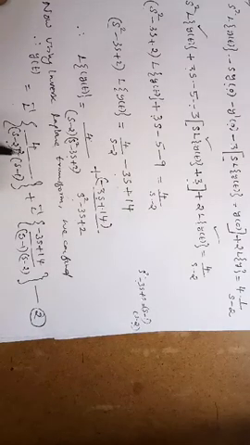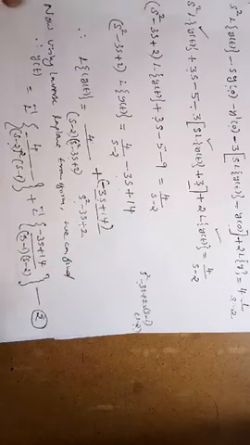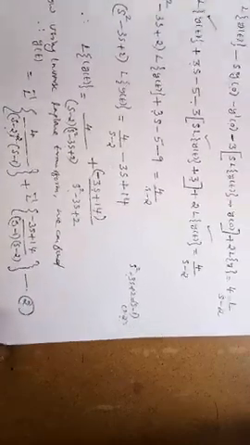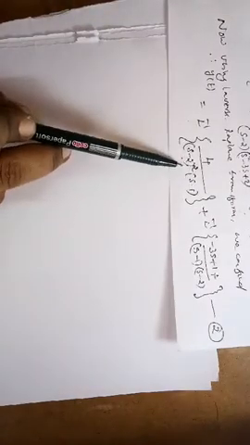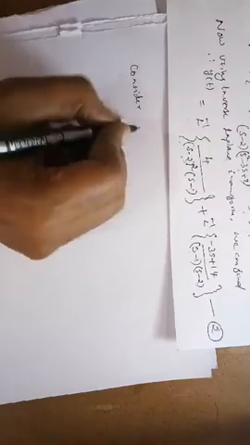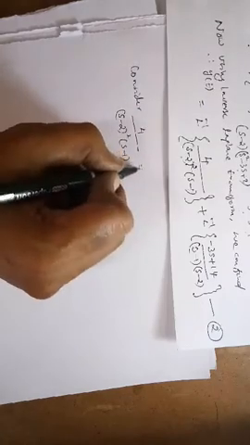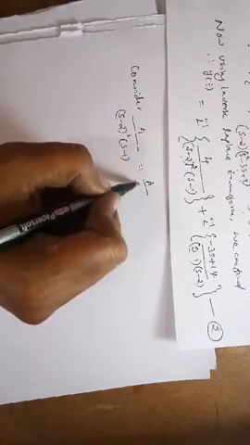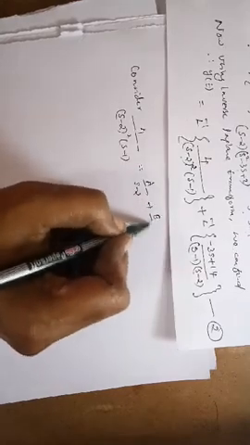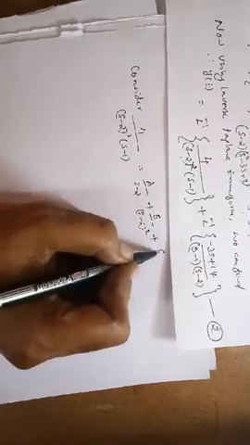There we can see two terms in this equation. So we can find out the inverse one by one. First we are going to consider the inverse of this term. First term, consider 4 by s minus 2 whole square into s minus 1. By the method of partial fractions, we can write this as a by s minus 2 plus b by s minus 2 square plus c by s minus 1.